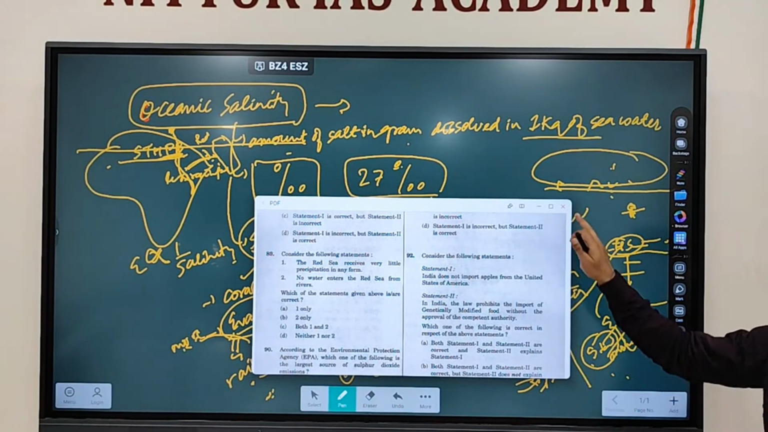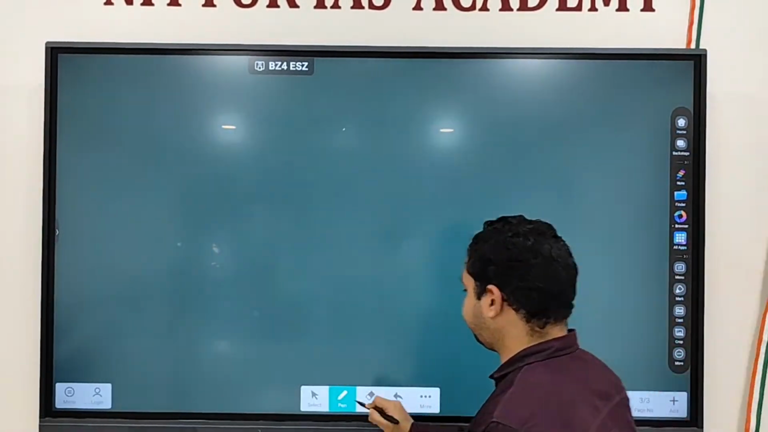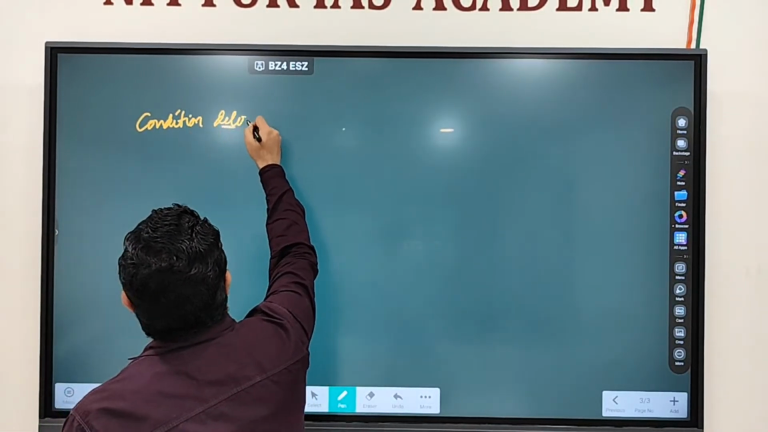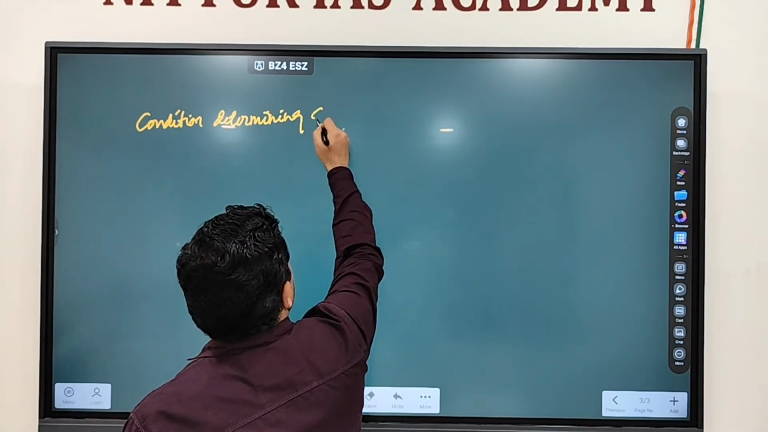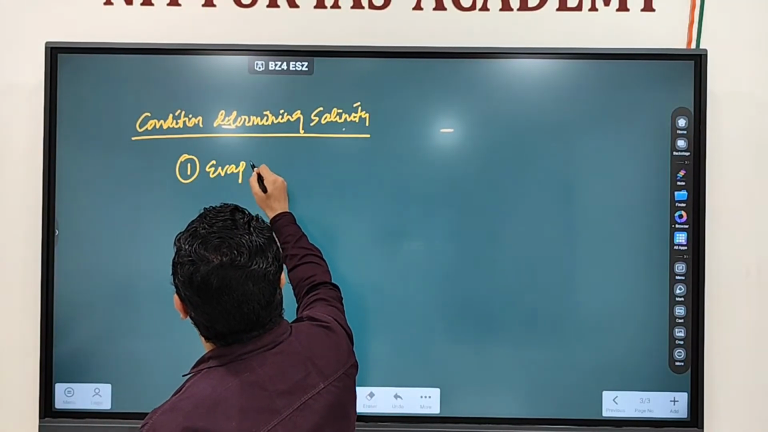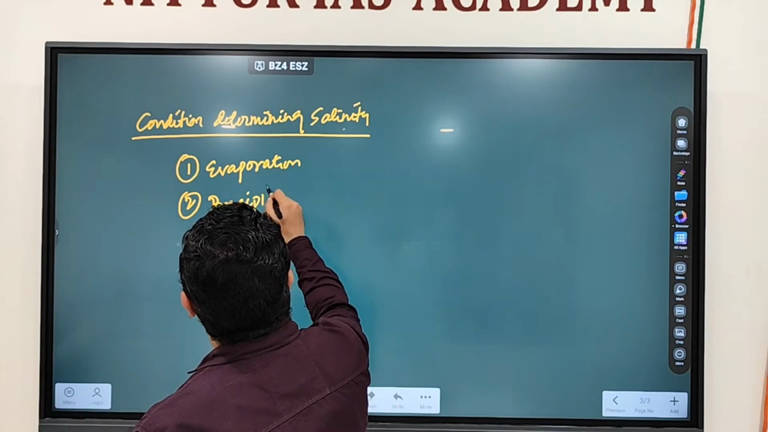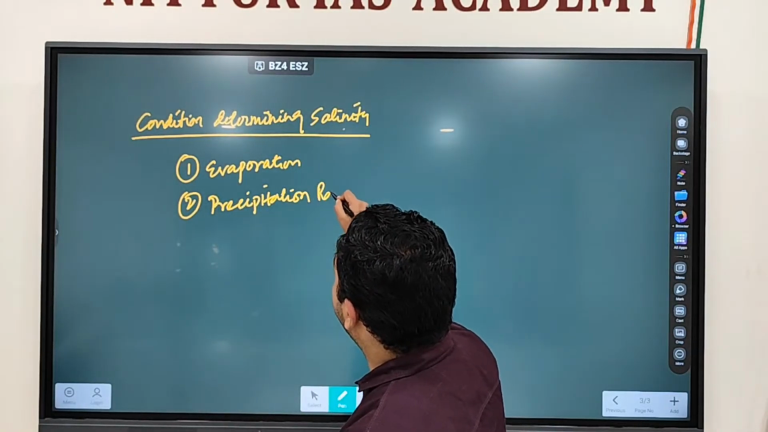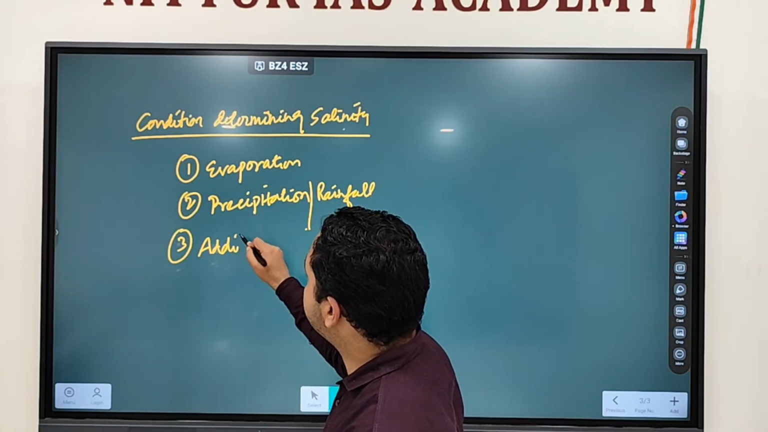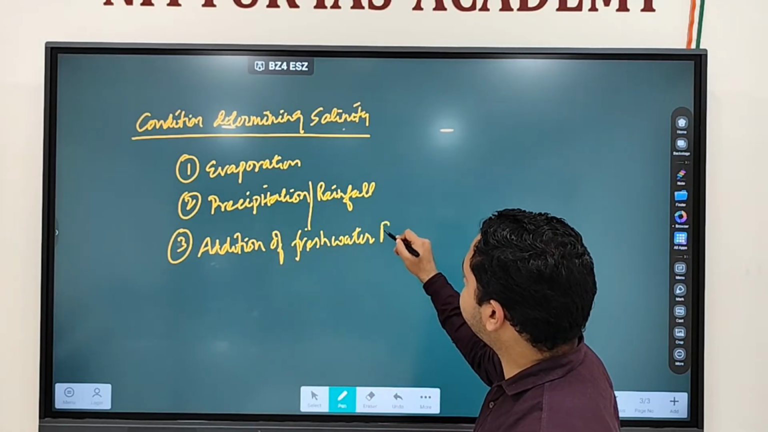Fine. So what you have to keep in mind is what conditions determine salinity. The first condition is what? Evaporation. The second condition is precipitation or rainfall. The third condition is addition of fresh water by rivers. Fourth is what?